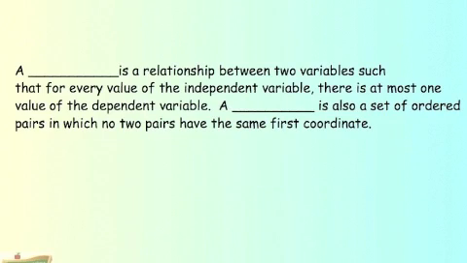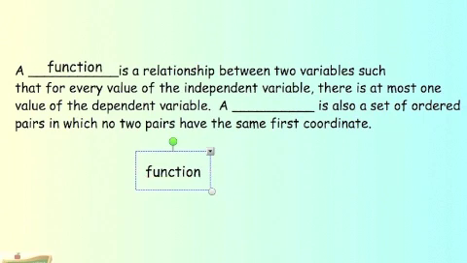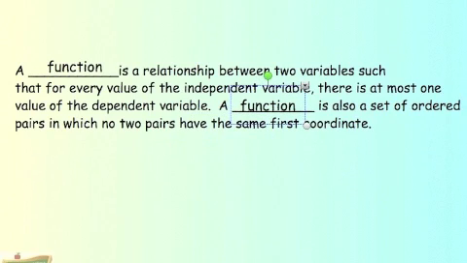Definition. A function, the word that I would like you to fill out is the word function. A function is a relationship between two variables such that for every value of the independent variable, there is at most one value of the dependent variable. A function is also a set of ordered pairs in which no two pairs have the same first coordinate. Let me give you an example of that.